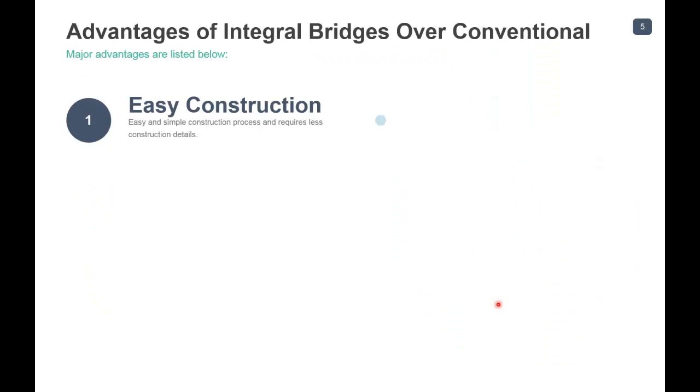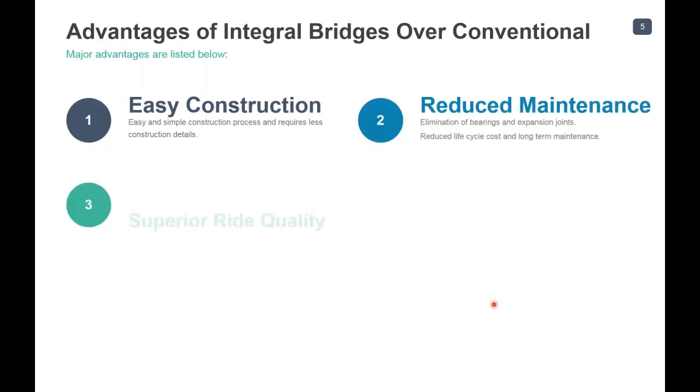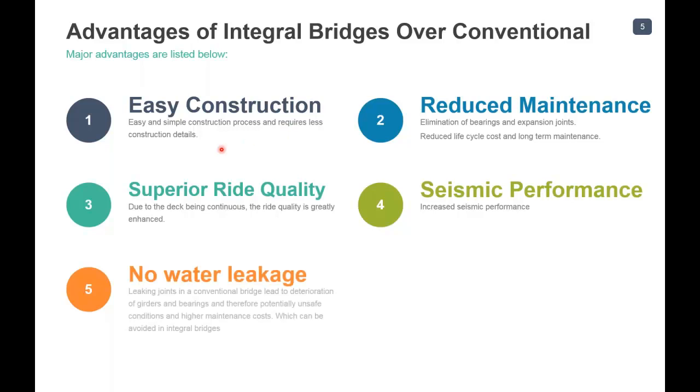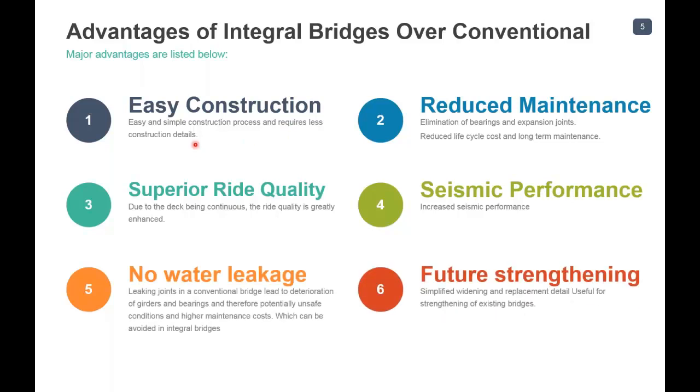So what are the big advantages of integral bridges over conventional bridges? The major advantages are listed here. Starting with, it is very easy to construct integral bridges. It's an easy and simple construction process, and you have fewer construction details. You have a tremendous reduction in maintenance cost, which is by far the major advantage. You eliminate the bearings and the expansion joints, so that reduces the life cycle cost of the bridge and the long-term maintenance costs.